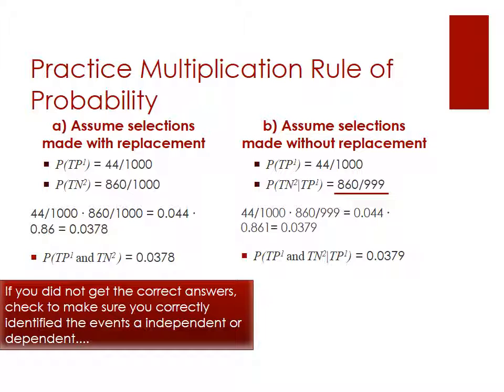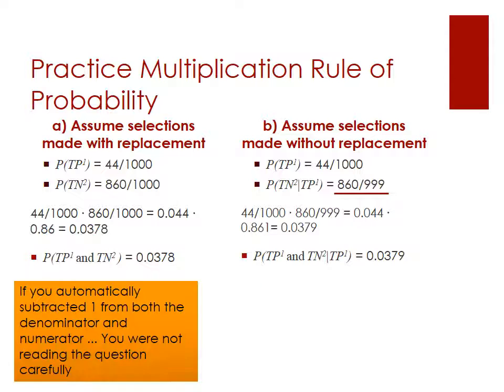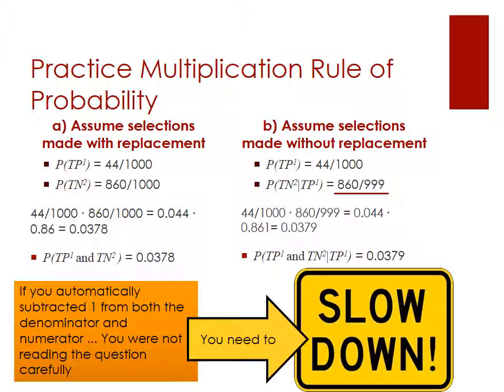Now, if you did not get the correct answers, check to make sure you correctly identified the events as independent or dependent. And next, check to make sure you subtracted correctly. Notice the first probability is asking about a true positive, while the second is asking about a true negative. So if you automatically subtracted 1 from both the denominator and the numerator for the problems, you were not reading the question carefully, and you need to slow it down.